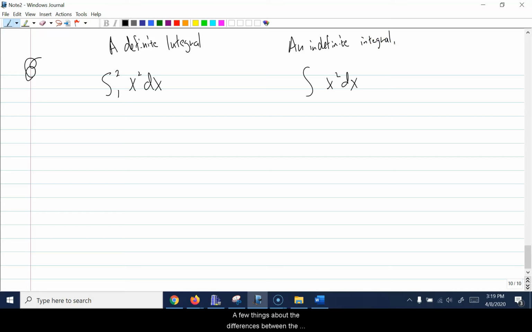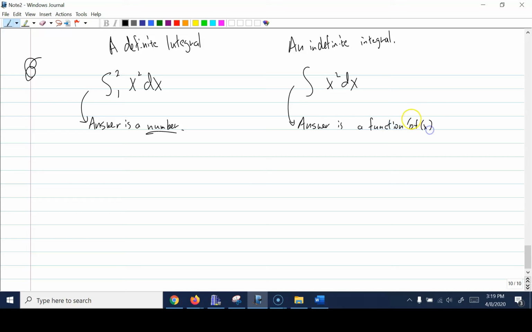A few things about the differences between them. This one, the answer is a number. We could find that number. This one, the answer is, you want to say it's a function of x, but it's not a function, it's actually infinitely many functions of x. The fact that our answer is a number here means that the letter x doesn't matter.